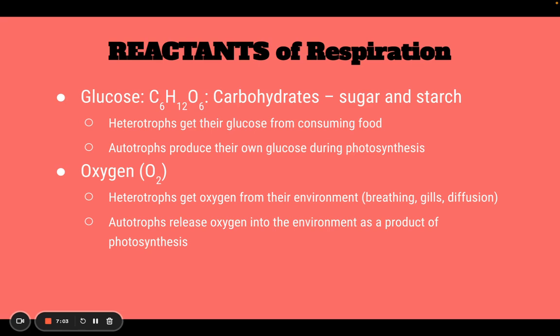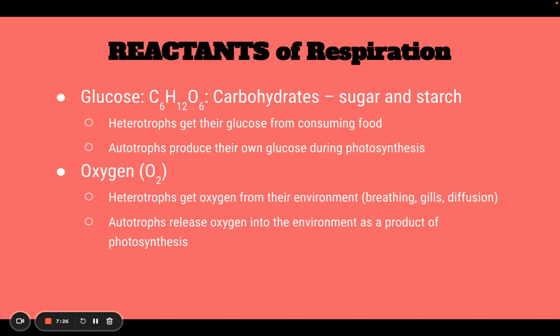So the reactants of cellular respiration are glucose and oxygen. Glucose, or C6H12O6, is a carbohydrate like sugar or starch. Heterotrophs get their glucose by consuming food, and then autotrophs produce their own glucose during photosynthesis. The next reactant is oxygen, or O2.